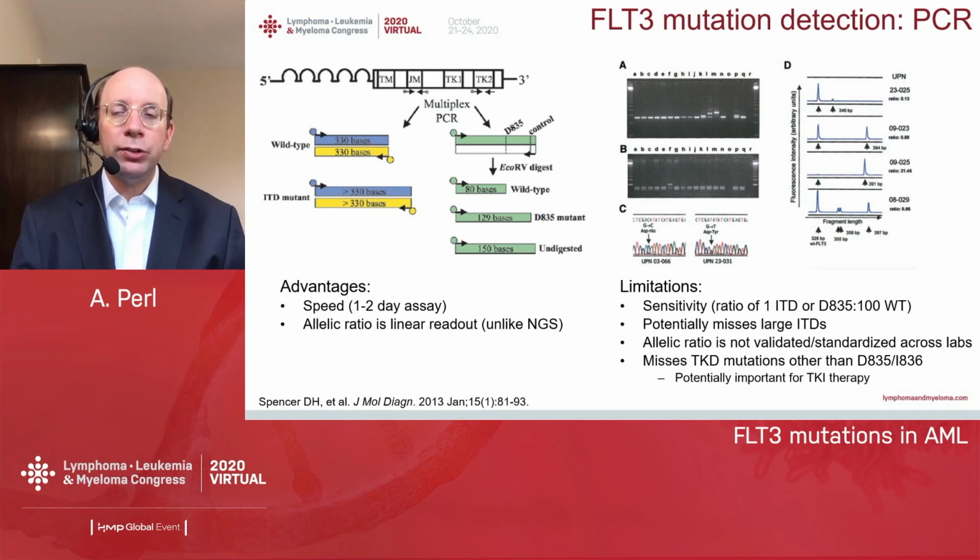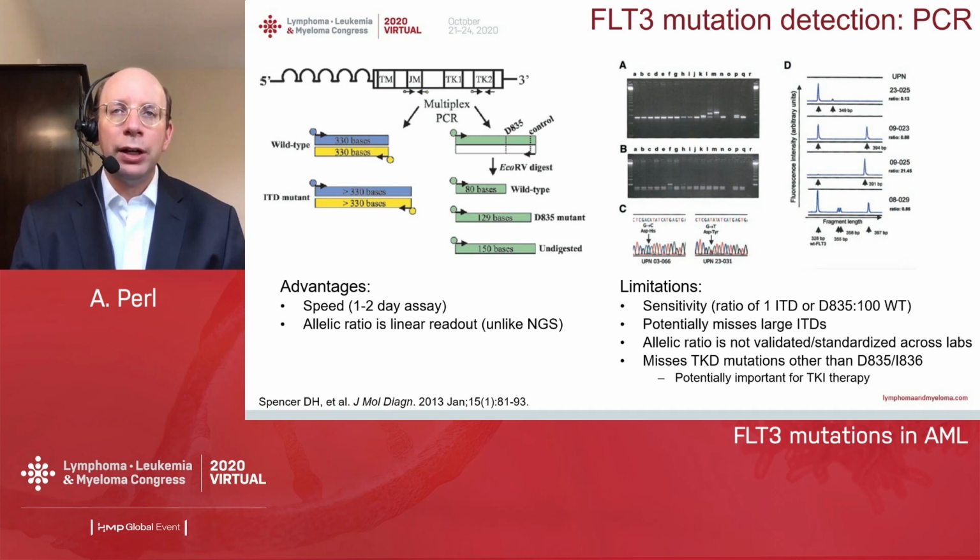It's reasonably good sensitivity, can pick up one mutated cell amongst about 100 normal cells. It potentially misses very large internal tandem duplications. But the useful thing about this is that it's a quick and easy test. It can be run without much sophistication. You get an answer fast, and it's generally pretty robust from lab to lab.